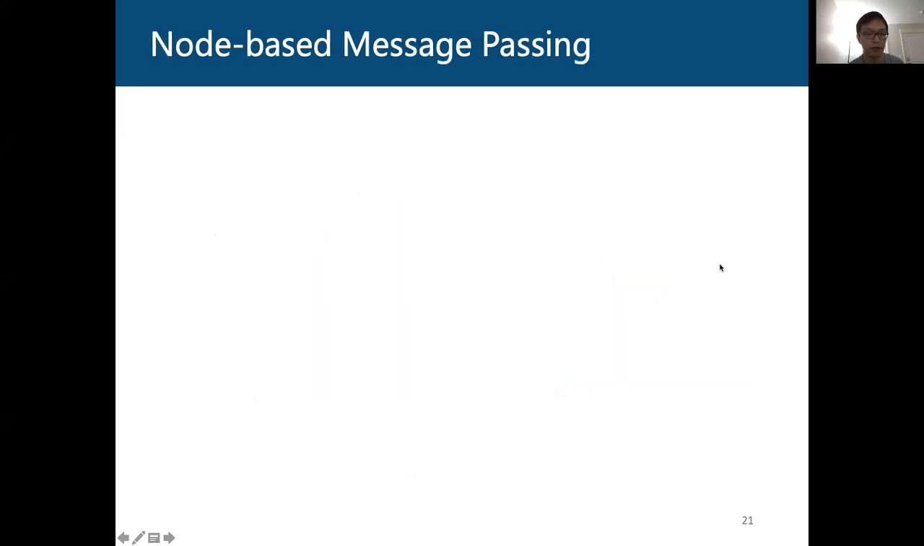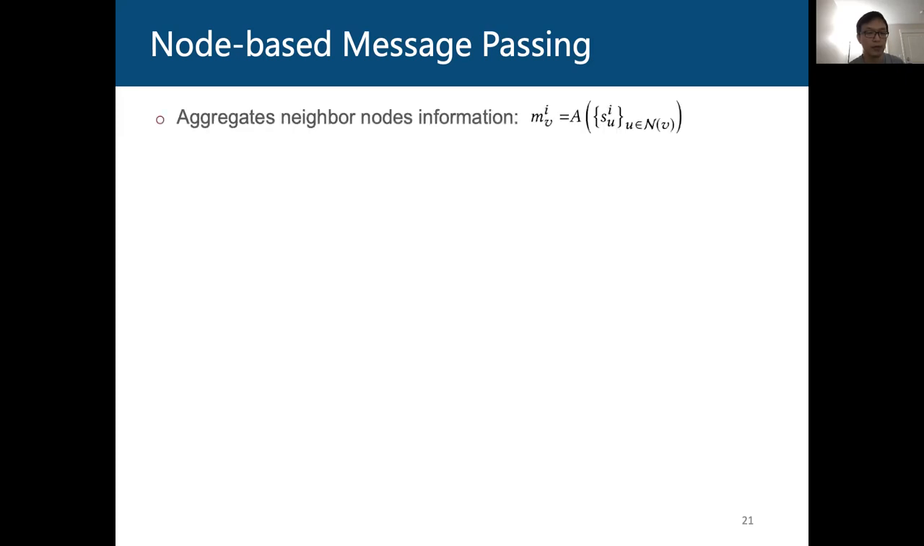Before introducing how relational message passing works, let's first see traditional node-based message passing, which is exactly the GNNs I introduced before. Assume that s_u^i is the hidden state of node u in iteration i, and this big N denotes the neighbor set. In node-based message passing, a node v first aggregates the information from its neighbors using this aggregation function A and gets the message m_v^i. Then the node v updates its state using an update function U.